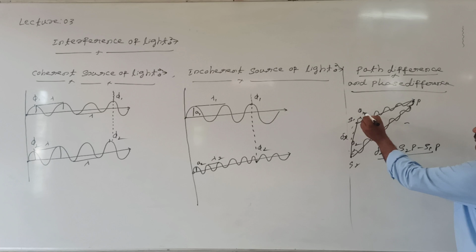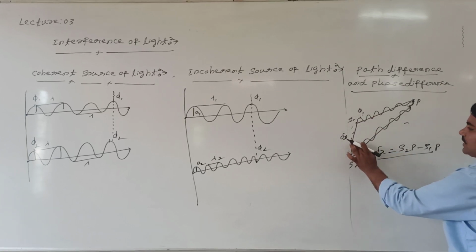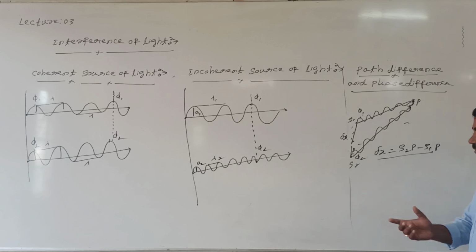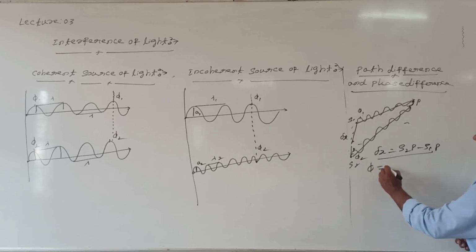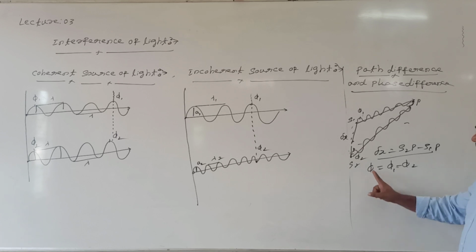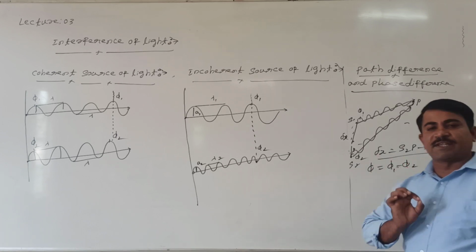Then see here. Here the phase is phi 1. Here the phase is how much? That I can represent by phi 2. What is phase difference? Phase difference is simply the difference in phase. Simply, it can be represented by phi 1 minus phi 2.